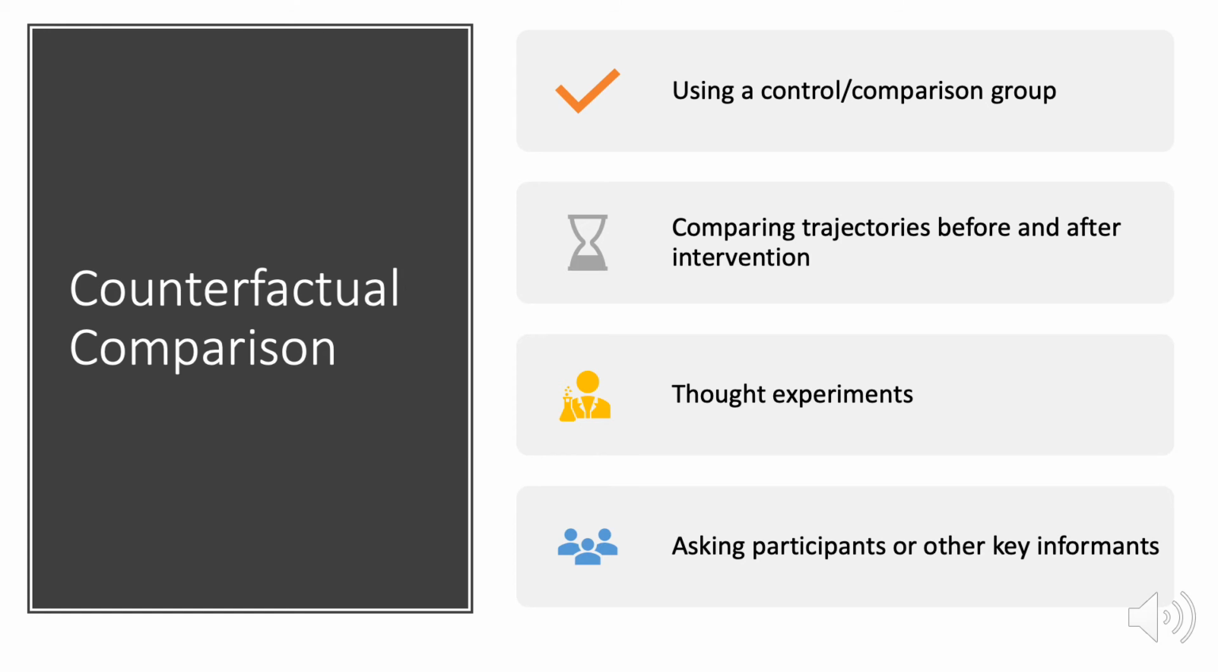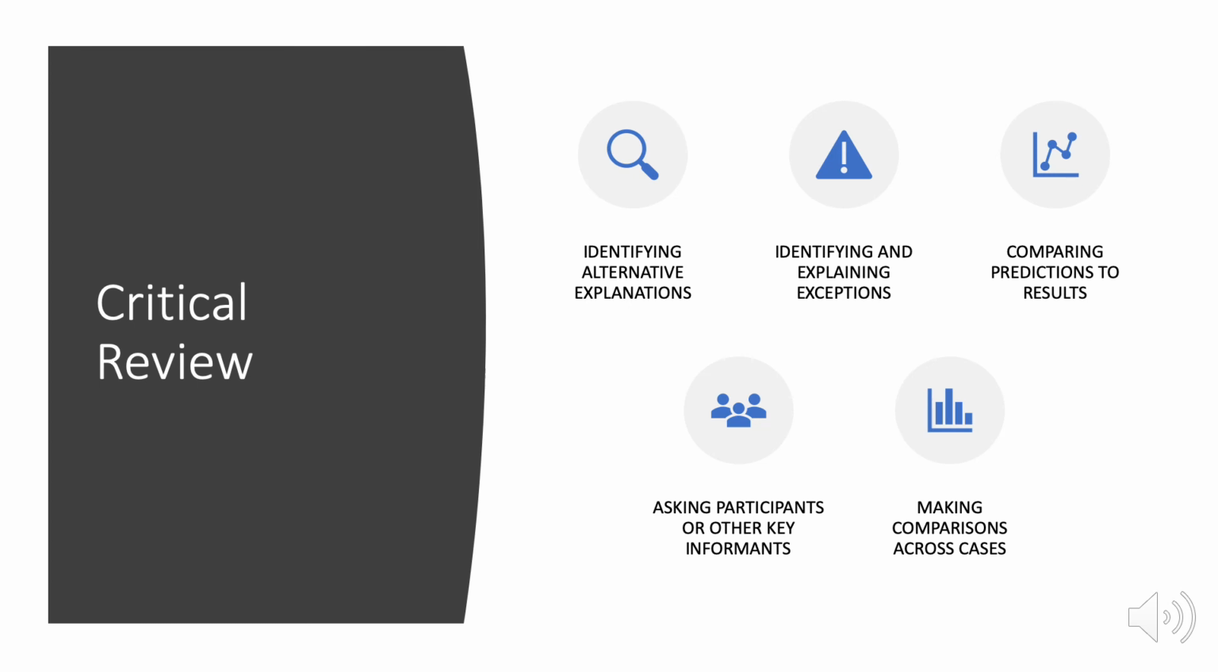The third approach to causal inference is critical review. And here we have a couple other approaches. One of them is identifying alternate explanations for the outcomes being achieved. Did something else happen that could have caused the change besides your program? Is there anything else? Identifying and explaining exceptions.